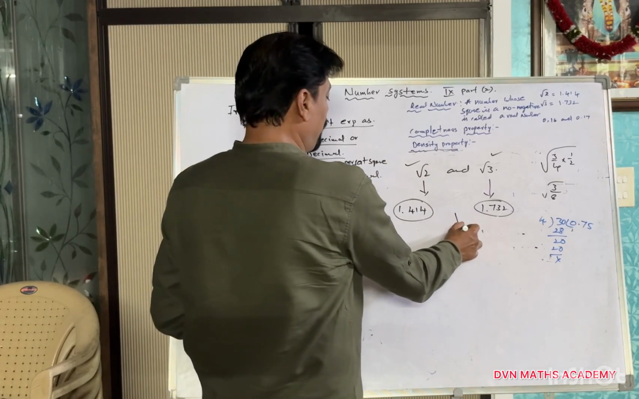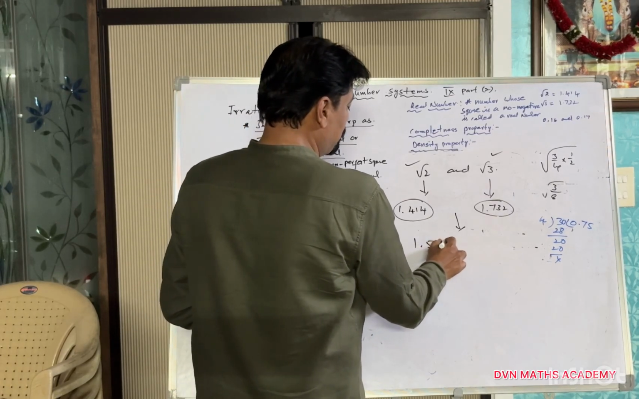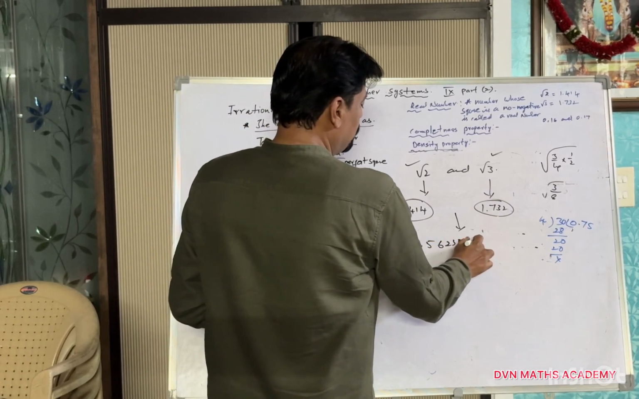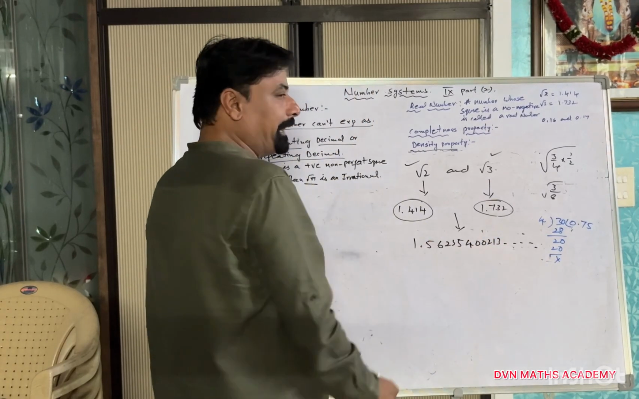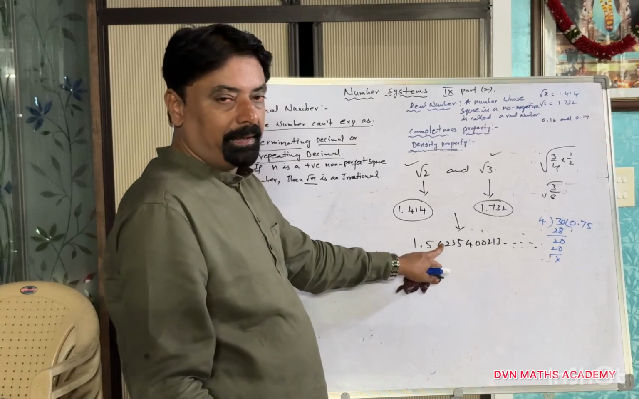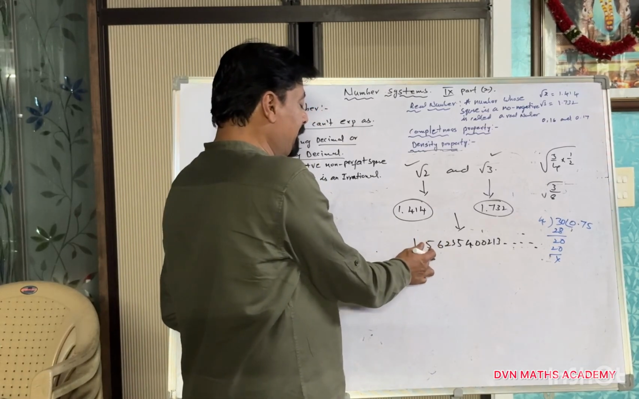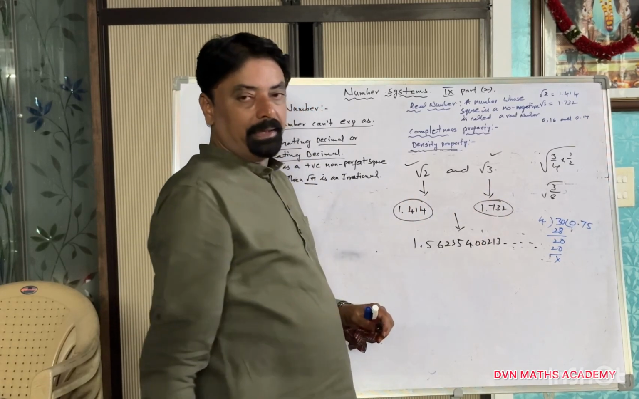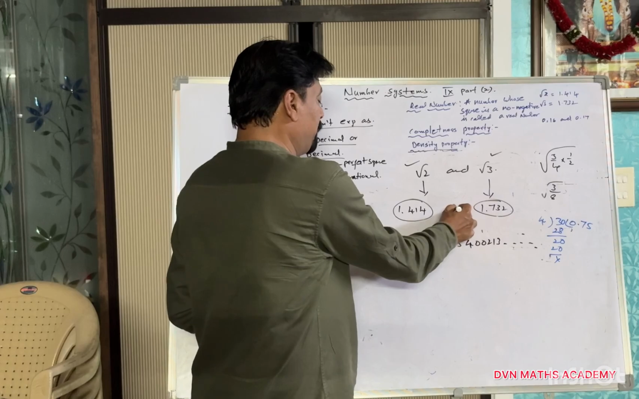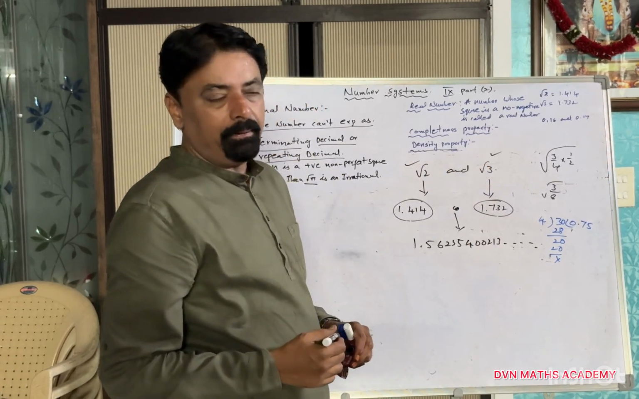Then he is asking to write 3 irrational numbers. Now, 1.56234 00213 dot dot dot. If you see this number, it is a non-terminating, non-repeating decimal. Hence, it is an irrational number, and it is more than 1.414 and less than 1.732. 100% it will be in between these two values, I mean, between root 2 and root 3.